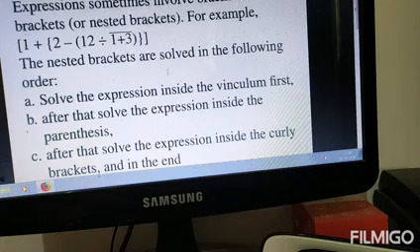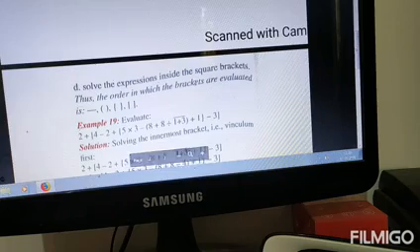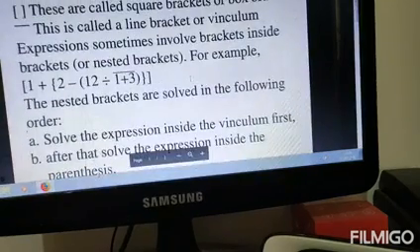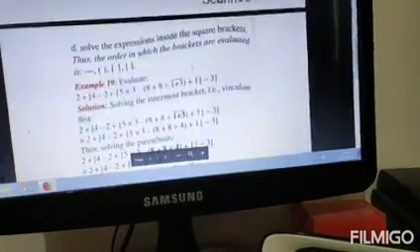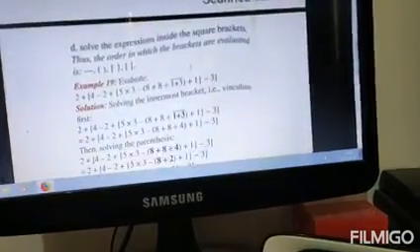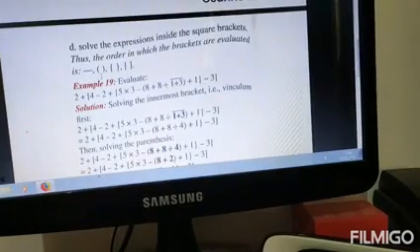And lastly, the D part. Solve expressions inside the square brackets. So square brackets is this part. You can see this. So finally, your order of brackets should go in this order. First, the vinculum has to be solved. Second, the round brackets. Third, the curly brackets. And fourth, the box bracket.